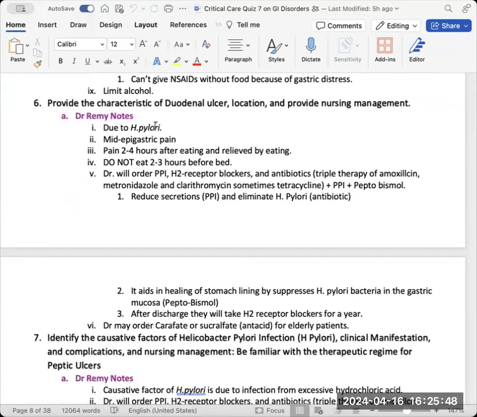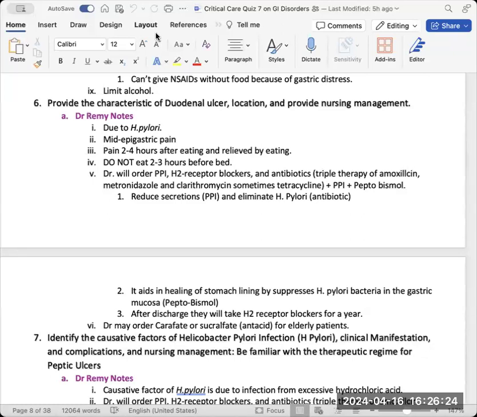Next question is provide the characteristics of duodenal ulcers, location, and provide nursing management. Once again, duodenal, we know chronic gastritis will have duodenal ulcers, which is also related to peptic ulcer disease. So we know that we're dealing with antibiotics, especially triple therapy, which includes amoxicillin, metronidazole, and clarithromycin. And with that, PPIs and Pepto-Bismol will be added. Like we said, Pepto-Bismol helps with the healing, and the PPI helps with decreasing acid secretions.